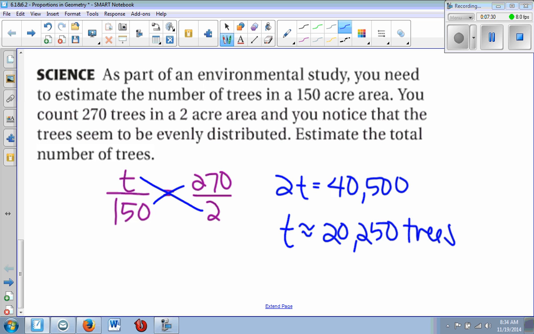That's a whole lot easier to estimate something like that when we're talking about a huge number like this, rather than actually going through the acreage area and counting each individual tree. So this just gives us an estimation of what we would have approximately counted walking through the area.